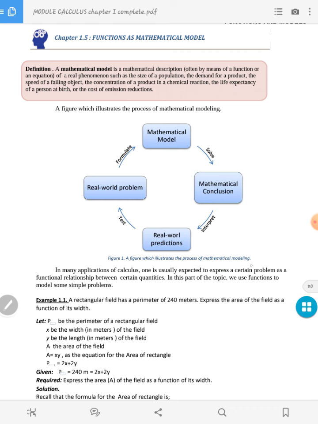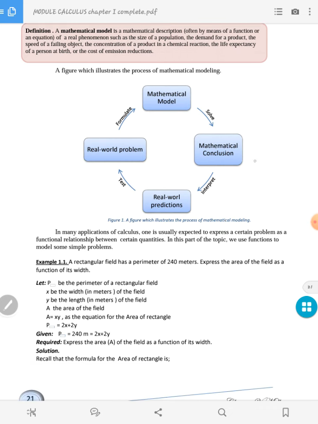For the illustration of the process of mathematical modeling, we have a mathematical model, then we need to solve it in order for us to come up with a mathematical conclusion. Then if we have a mathematical conclusion, we can interpret it, then we have a real-world prediction, then test it against the real-world problem, then we formulate the next mathematical model. So out of that situation, we can give certain mathematical equations, functions, or formulas to describe certain situations, mathematical problems, or real-world applications.